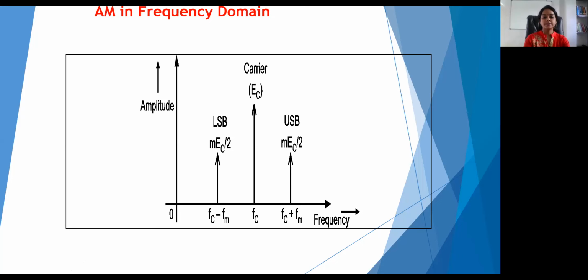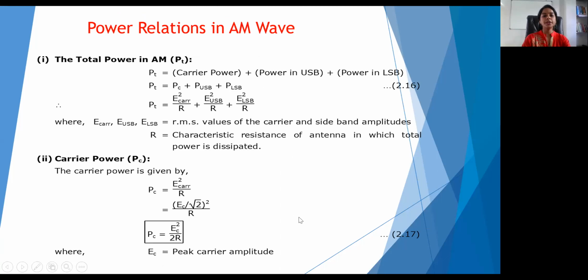So what is this? This is mEc by 2. This is also mEc by 2. Amplitudes remain the same. Only the frequency for the lower sideband is FC minus FM, and the frequency for the upper sideband is FC plus FM. Okay. Then what are the power relations?